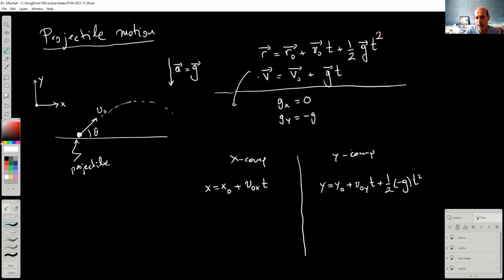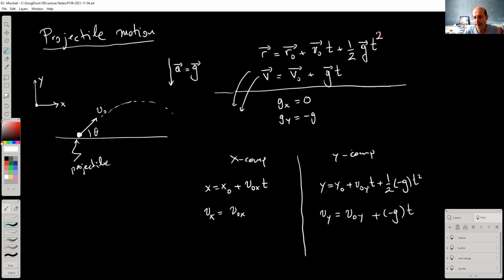Now the second equation. The x component of the velocity is equal to v0x, and we don't have the second term here. The y component of the velocity is v0y plus the component of the acceleration along the y direction times t.